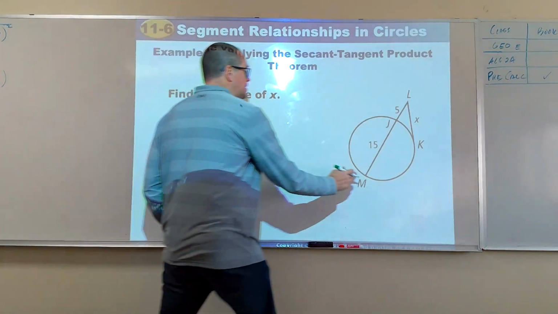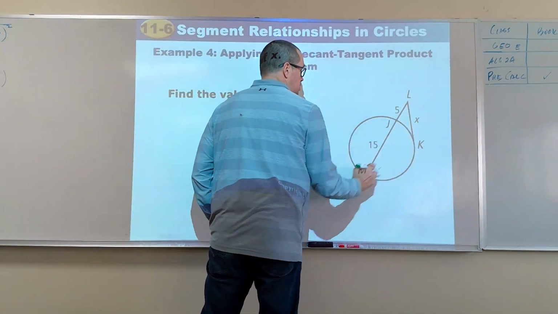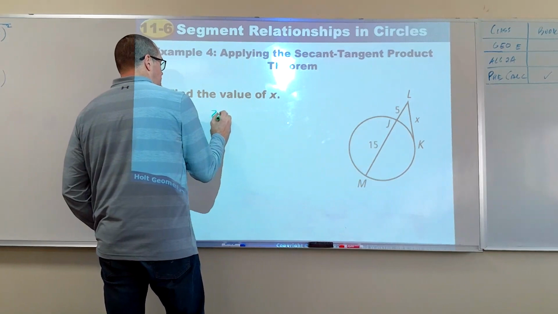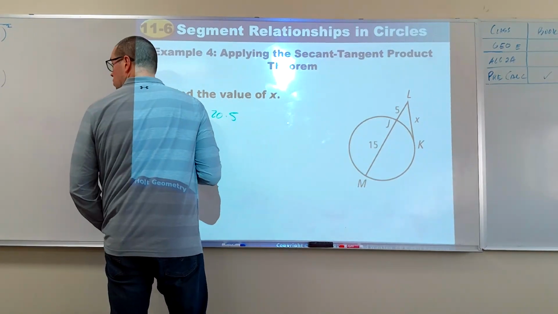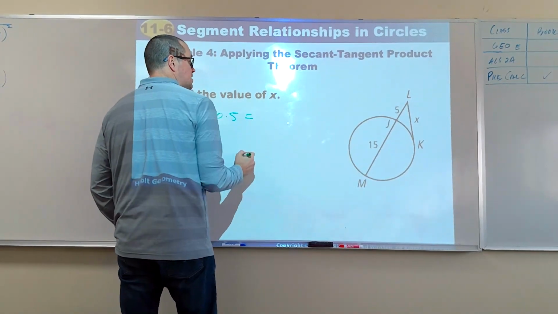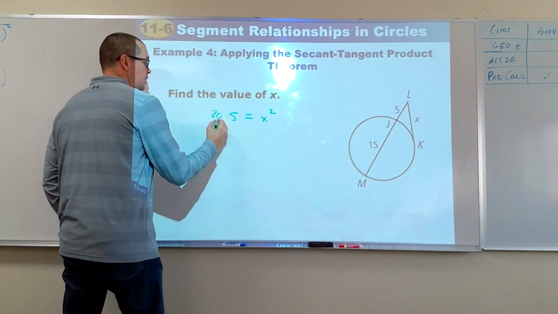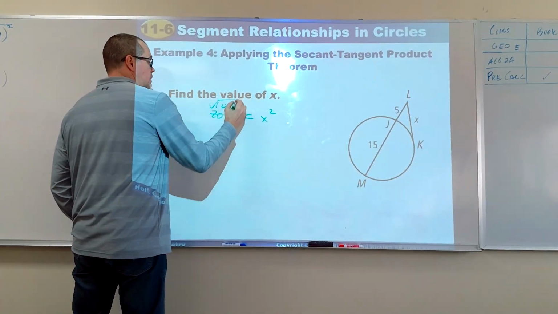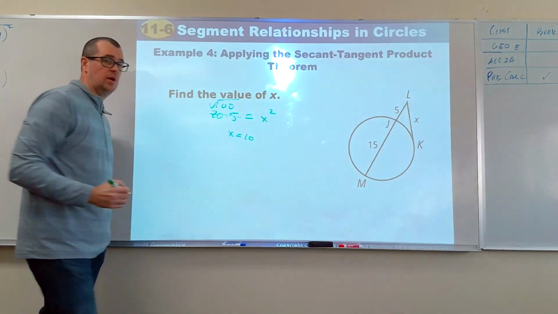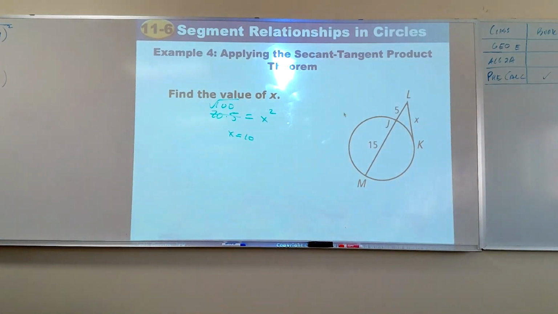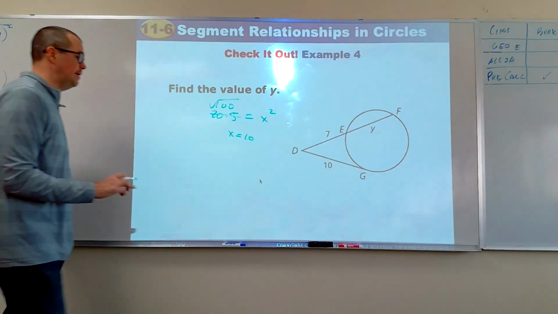We've got a secant and a tangent. So the whole secant would be 20, times the outside of the secant, which would be 5, equals the tangent x squared. Well, that's 100 equals x squared. Take the square root and you get 10. Okay? Let's try that one more time.